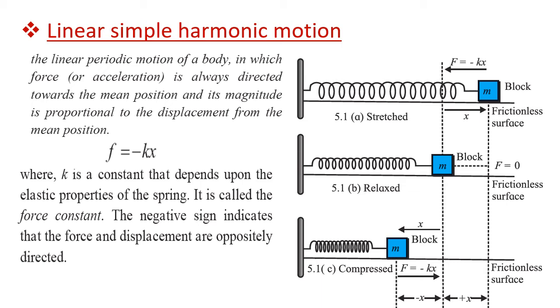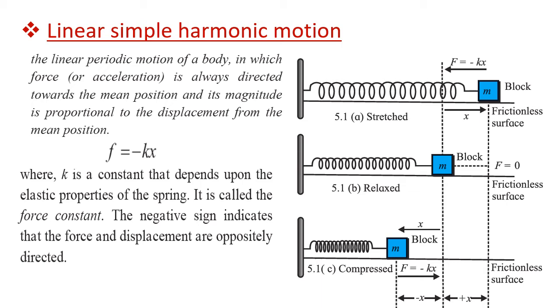Let us try to get the idea of linear simple harmonic motion with these three diagrams. We will discuss these three diagrams one by one. Just focus on diagram 5.1b. What is done here is that we have placed a rectangular block on a smooth frictionless horizontal surface and attached one end of a spring to the rigid wall, and the other end of the spring is attached to the block.